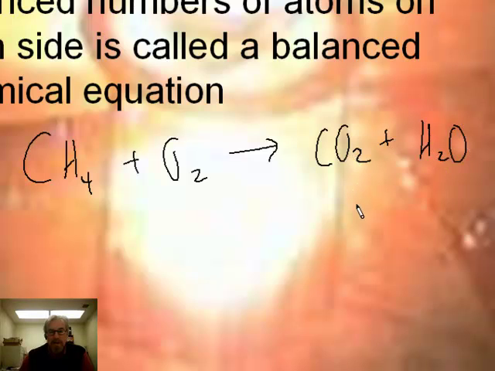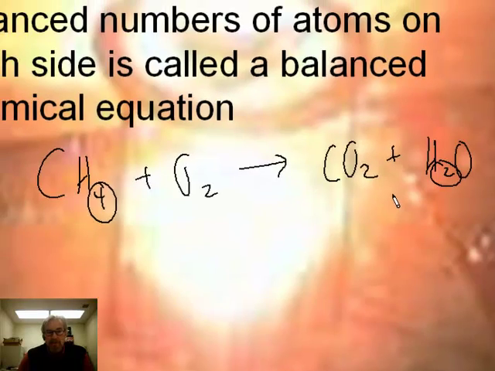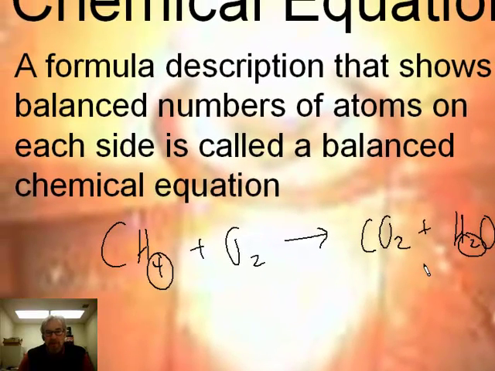We can easily see by just looking at this that the number of hydrogens that we have on both sides isn't really the same. I've got 4 hydrogens here and I've got 2 hydrogens here. So at least one thing in this formula representation doesn't balance. If we happen to have a formula description that shows balanced numbers of atoms on each side, that really represents what's happening in nature in a real chemical reaction, and that's called a balanced chemical equation. But they don't happen automatically.